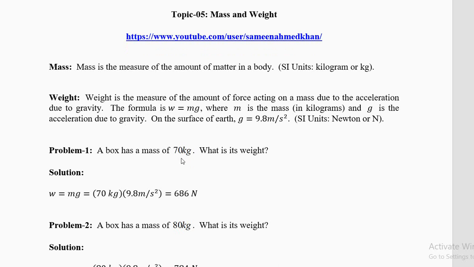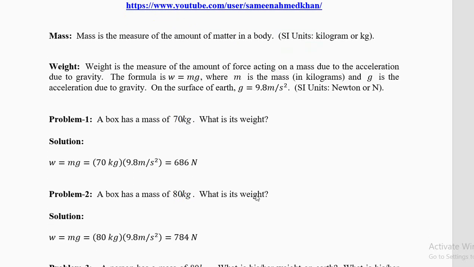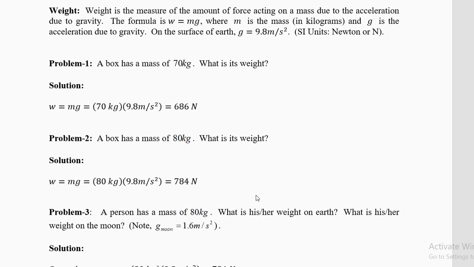A box has a mass of 70 kilogram. What is its weight? The weight on earth. If we don't mention any place, the weight is on earth. Weight equal to mg, 70 kilogram into 9.8 meters per second square. You will get this number, 686 Newton. 9.8 is close to 10, 70 into 10 is 700. You will get some number a little less than 700. It is 686. Never use 10. It is 9.8. If you want to guess the answer, you can use it. But in your actual calculations, you have to use 9.8.